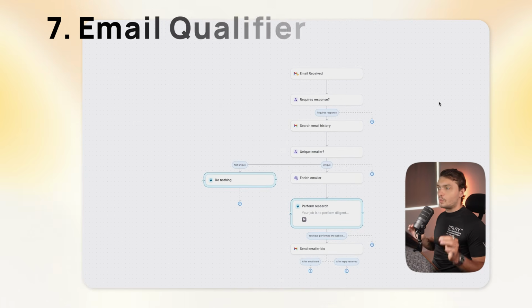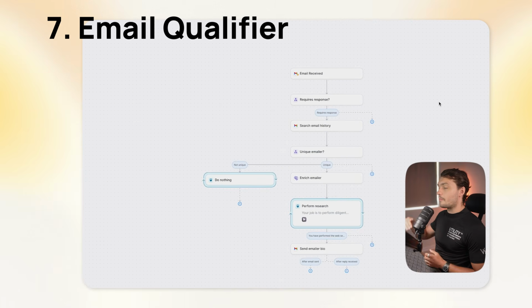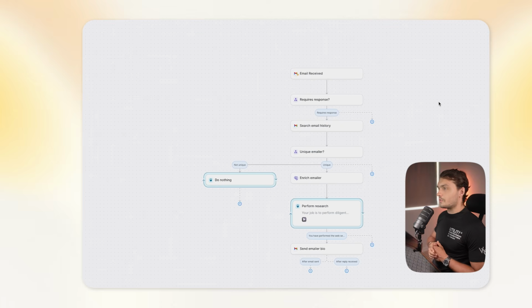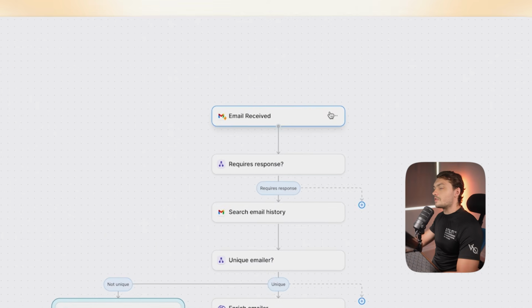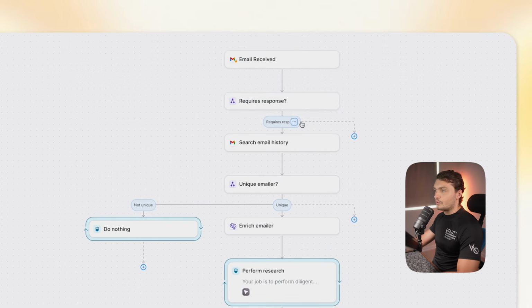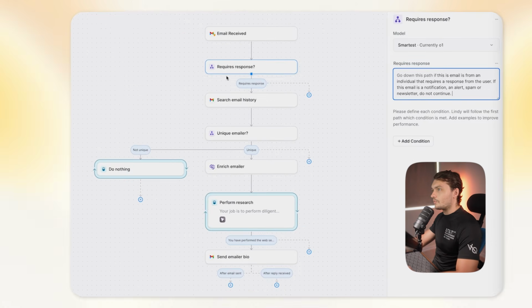Next up, email qualifier. We can build an AI automation that by itself qualifies the emails that we receive so that we know the best ones to reply to. To build that, start off with an email trigger, which then goes through the condition module to check whether or not that email requires a response.